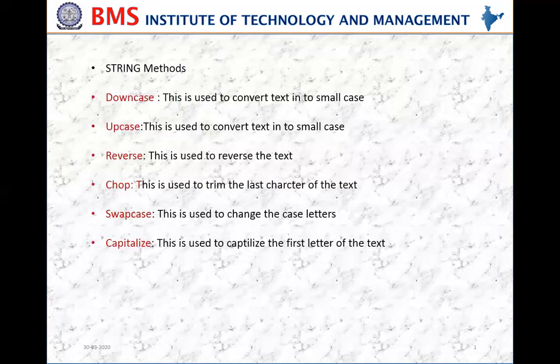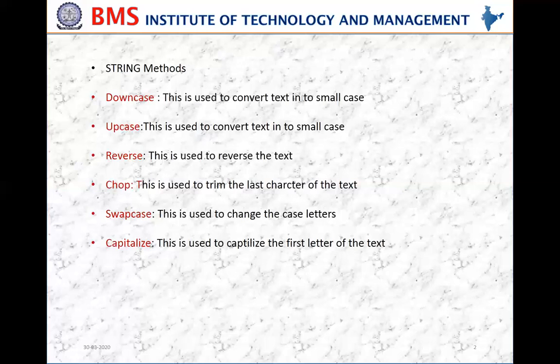So we see some of the string methods like downcase, which is used to convert the text written in capital letters to small case, or big case to small case. Upcase method is used to convert a text into capital case, so all the lowercase letters will be converted into capital letters. Next, we have a reverse method, which is used to reverse the text.